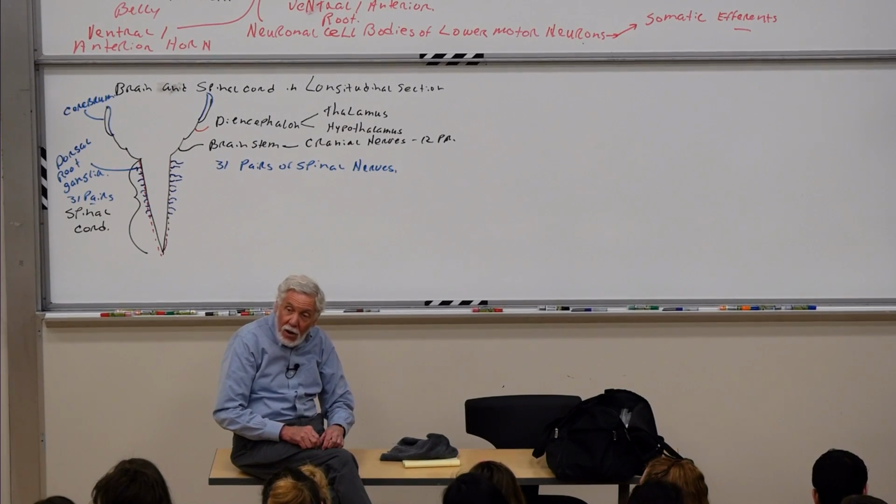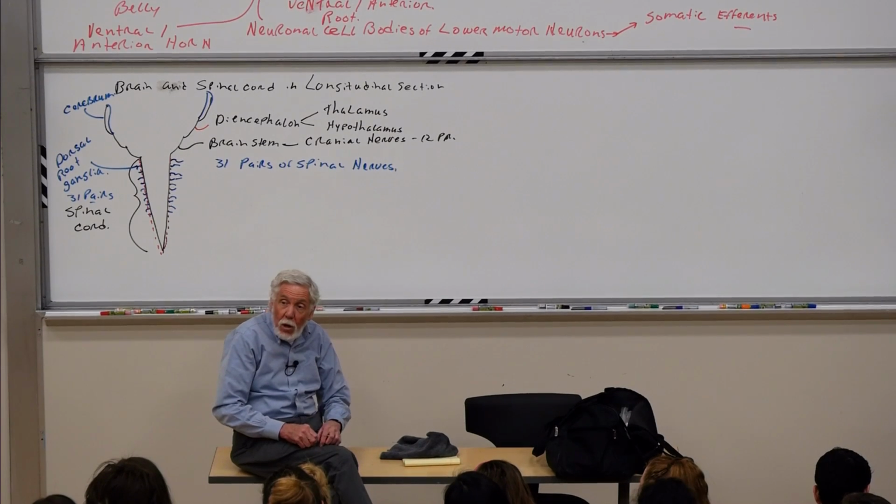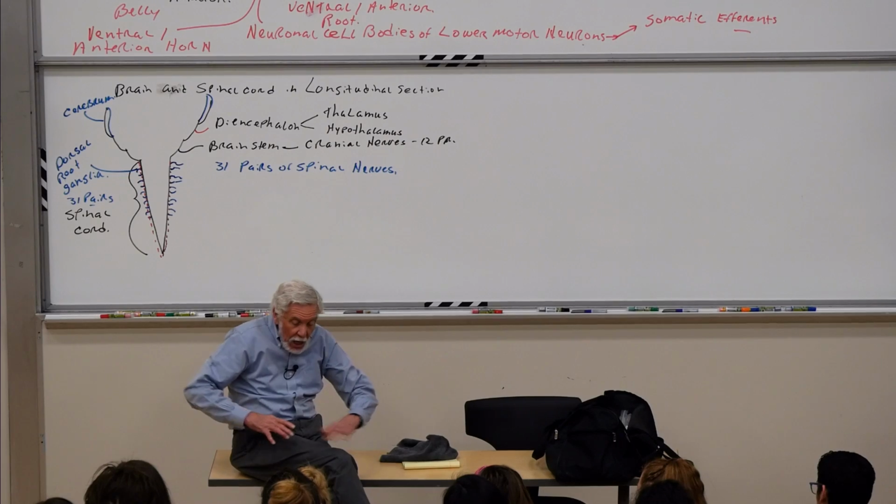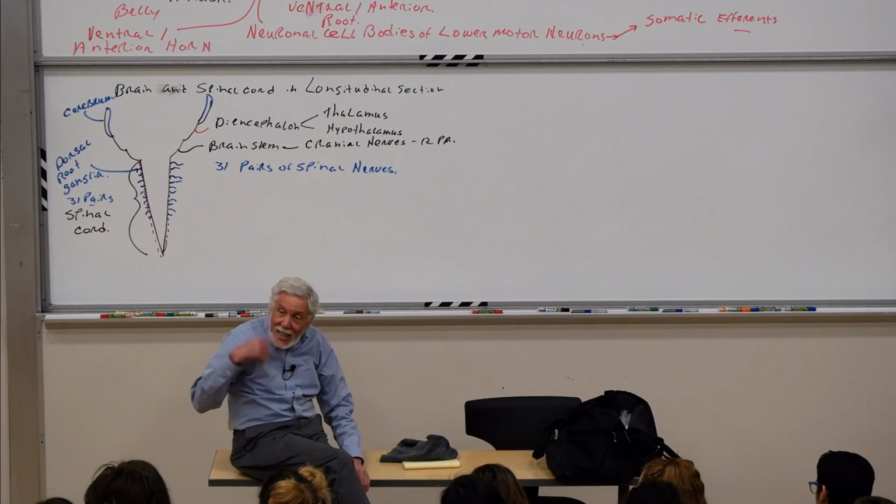So when you whack the patellar tendon, you stretch the quadriceps muscle, initiate action potentials in the primary sensory afferent, those action potentials then release neurotransmitter onto the lower motor neuron. The lower motor neuron fires action potentials and causes the muscle to contract. That's the sequence of events.